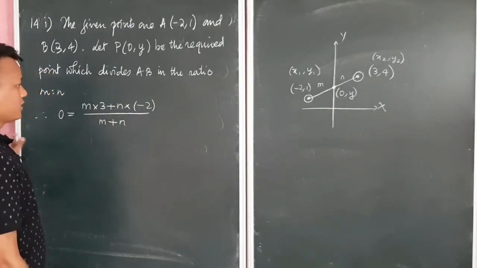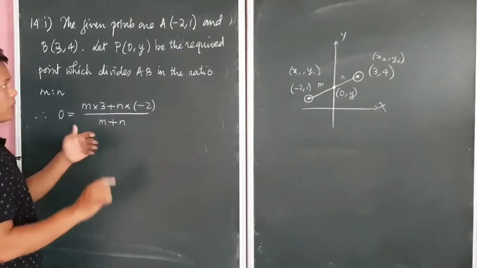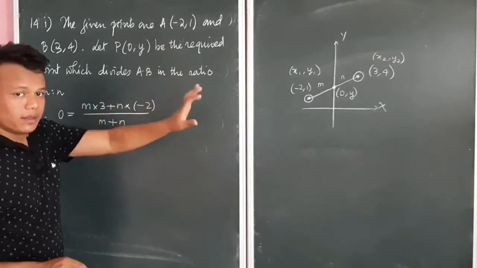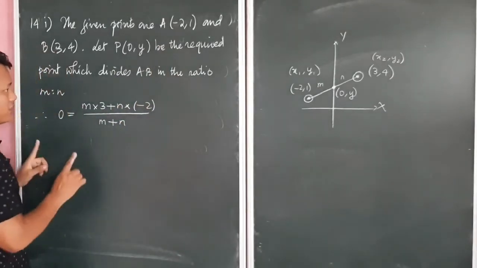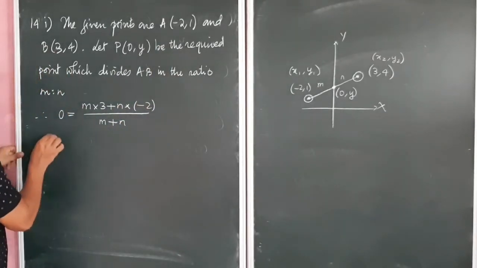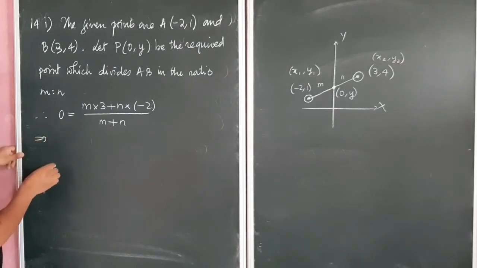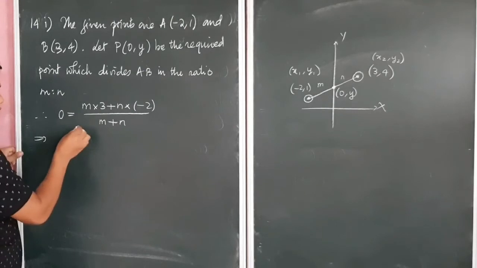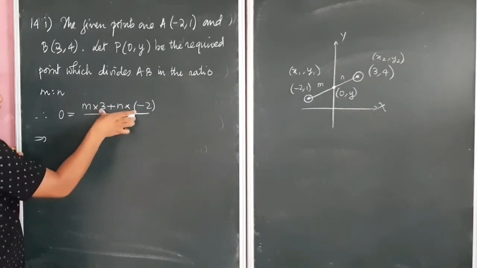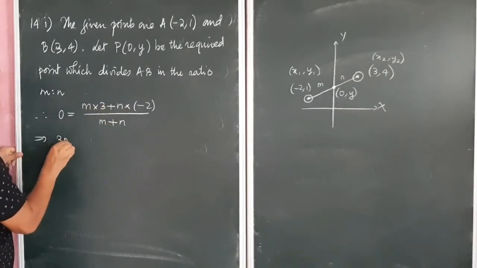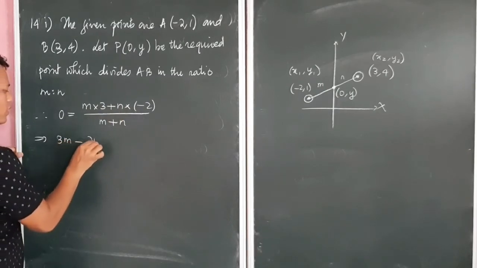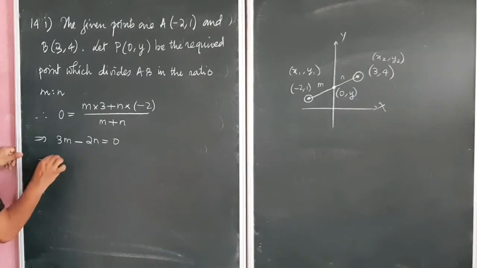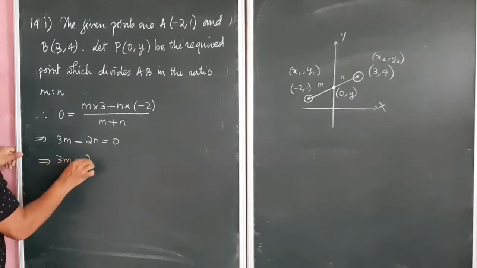Divided by m plus n. Similarly you will write the other part later, that is y equals (my2 plus ny1) divided by m plus n. So first let us find the ratio from here itself. When you do cross multiplication, 0 times this remains 0. So first let us write this: 3m minus 2n equals 0. Take this out there. So we have 3m equals 2n.